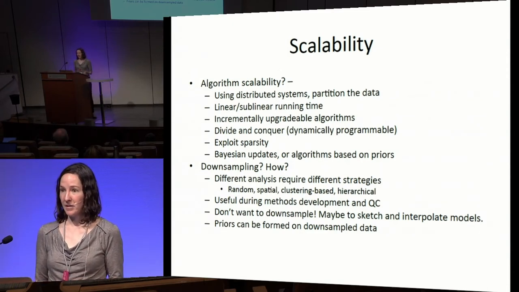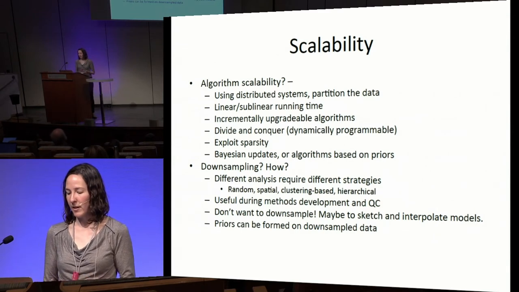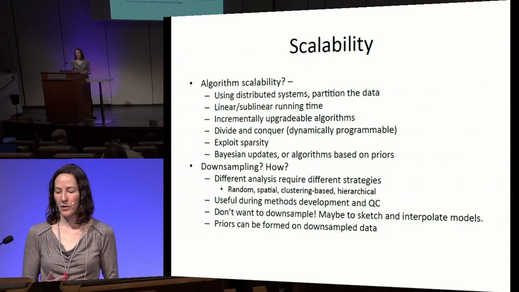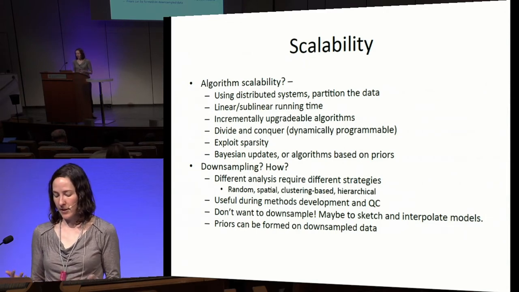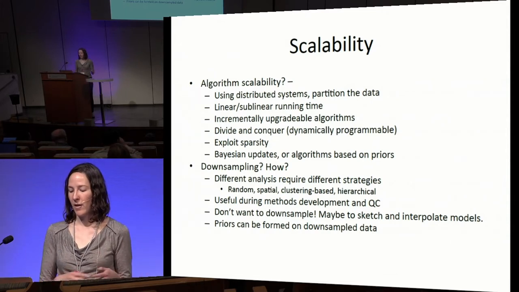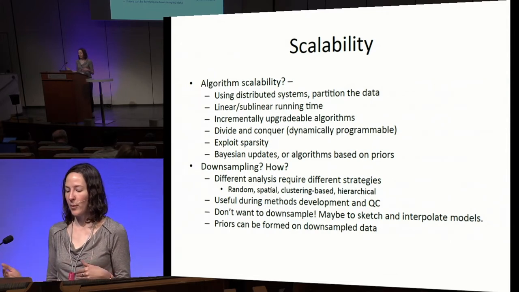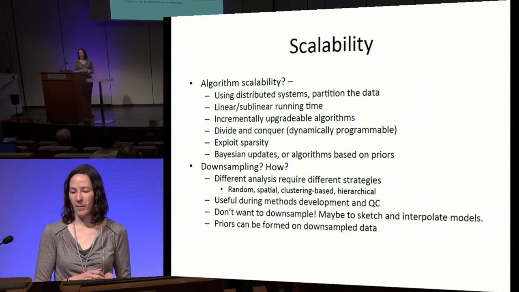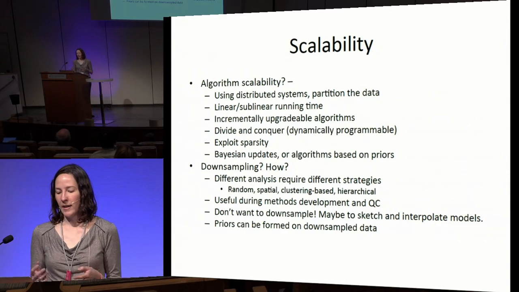We'd like methods, ideally, that are linear or sublinear in running time. One of the properties that I think will be useful is algorithms that can do incremental updates. So for instance, online methods in machine learning and other things like that, where you can run an analysis on incoming data as you go. Again, getting back to the distributed systems, we'd like methods that divide and conquer.